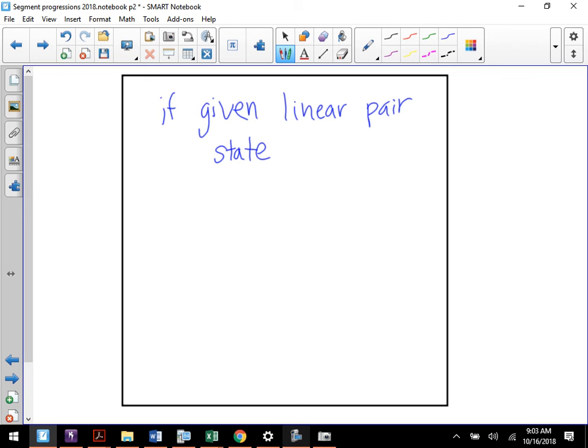Alright, so next we have linear pairs. You guys remember working with linear pairs? Hopefully you don't revisit them now. So, very similar to supplementary angles. If you're given a linear pair, you can state that, again, the angles add to 180 degrees.